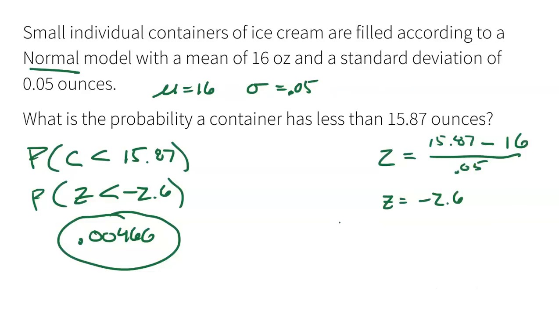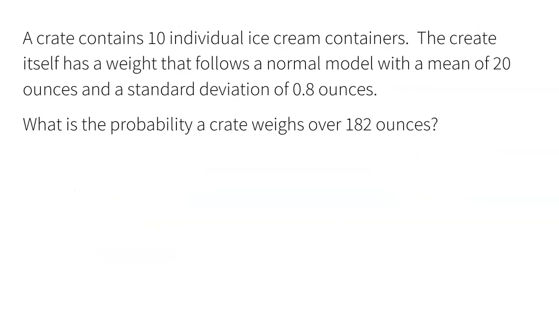If you want to do greater than, we'll just get your Z-score and then start at that Z-score and go to an upper value of 99. You could even do in between two values, just get the two Z-scores and go lower to upper Z-scores. Really, really simple. But here's one where we got to think about combining. This is a great problem. So a crate contains 10 individual ice cream containers. Okay, cool.